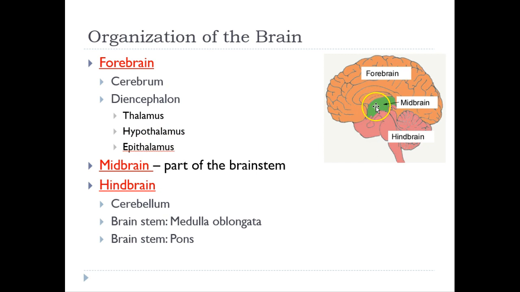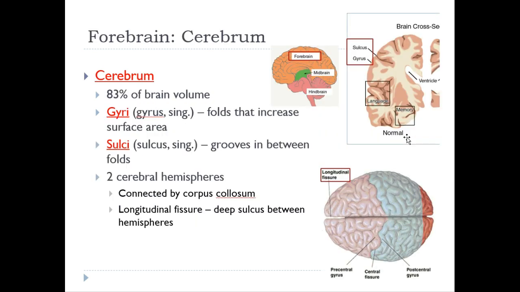Our midbrain is going to be part of the brainstem, and then our hindbrain is back over here, and that's going to be where the cerebellum is. The medulla oblongata, that's going to be sort of the connection between the spine and the brain, and then the pons. We'll talk about them separately.